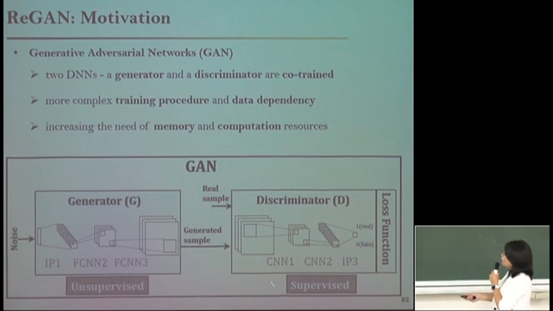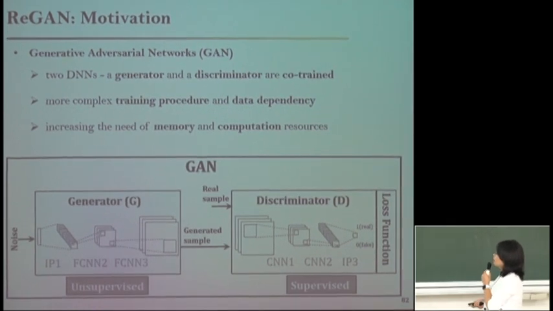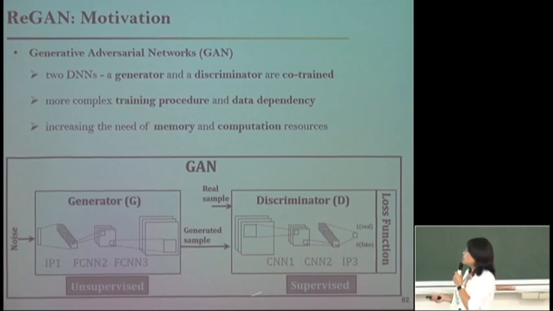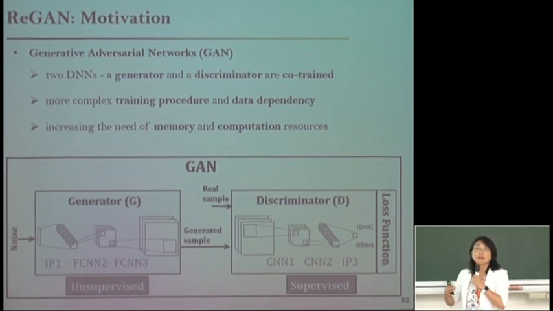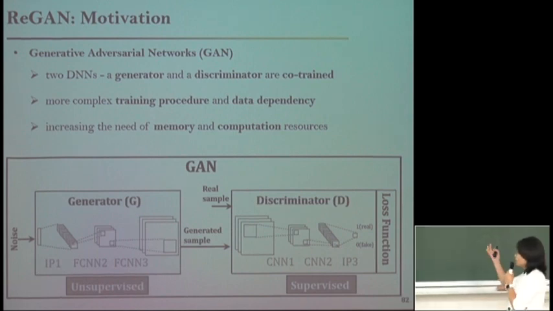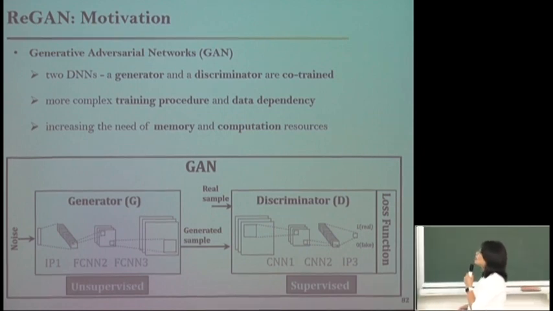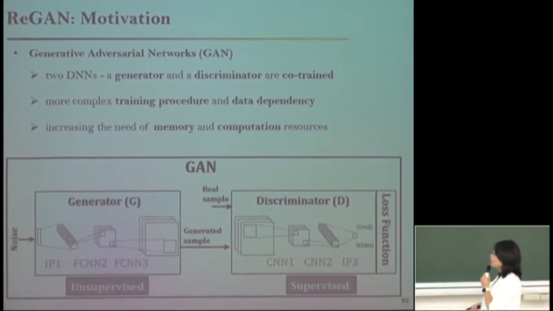The discriminator is a supervised system. It uses real samples and generated samples to do the training. That's why the two systems interact with each other and create, I don't know how to define that, maybe new things and unpredictable results.